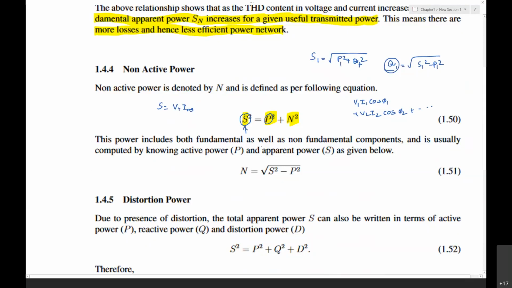So whatever the power, once you find out the average power, the rest of the power, the square root of S square minus P square, will be what we get as a non-active power. Okay, it is not just a reactive power. When you have the voltage harmonics and the current harmonics, it is not just a reactive power. It is a non-active power.